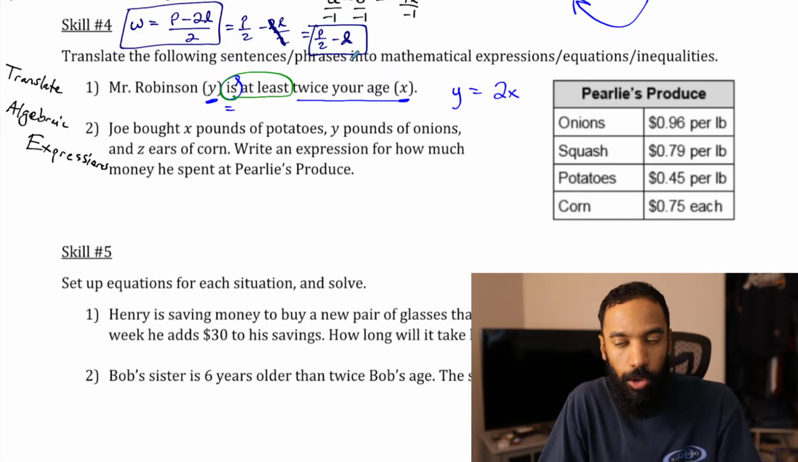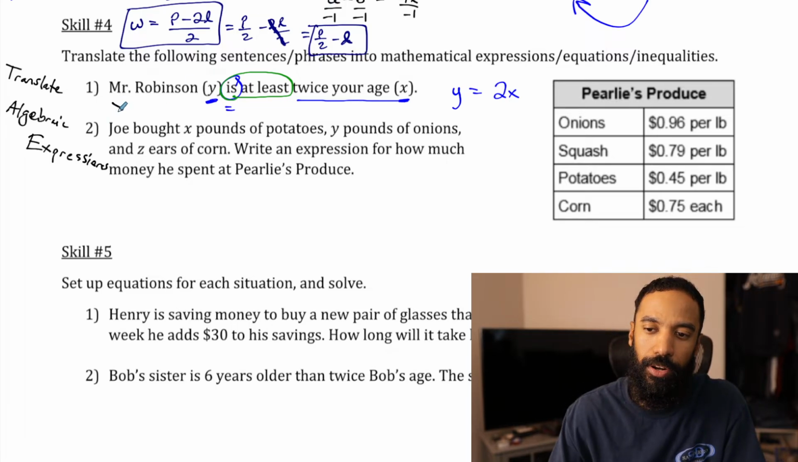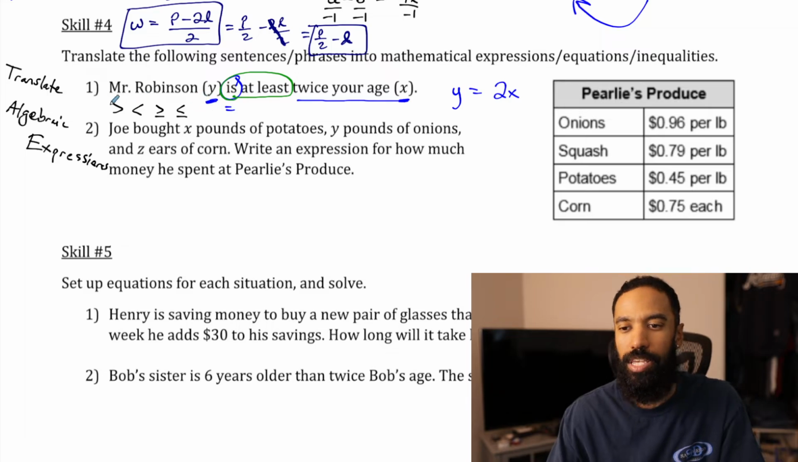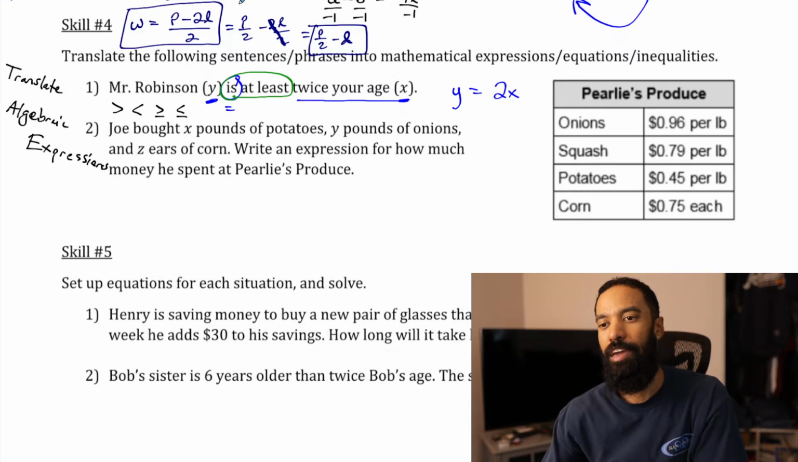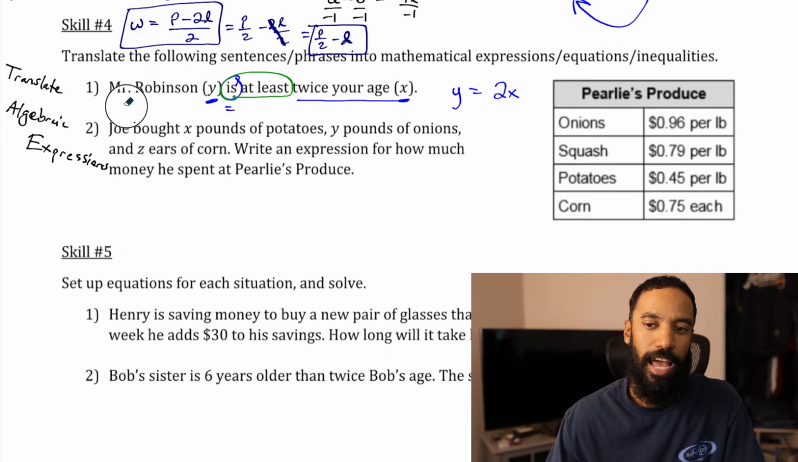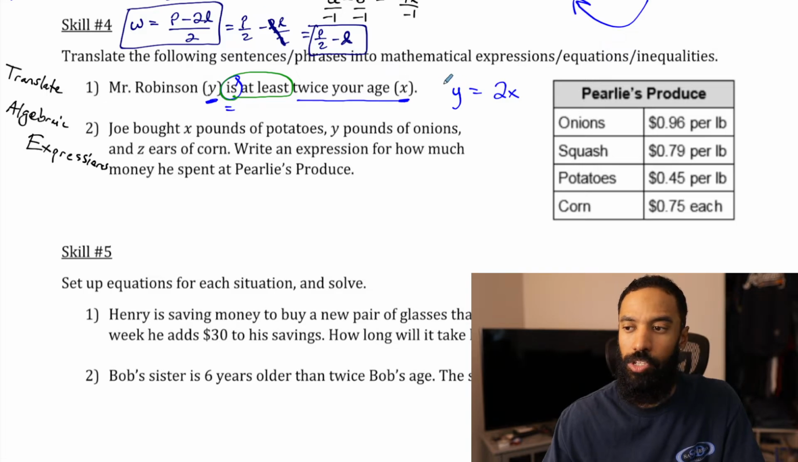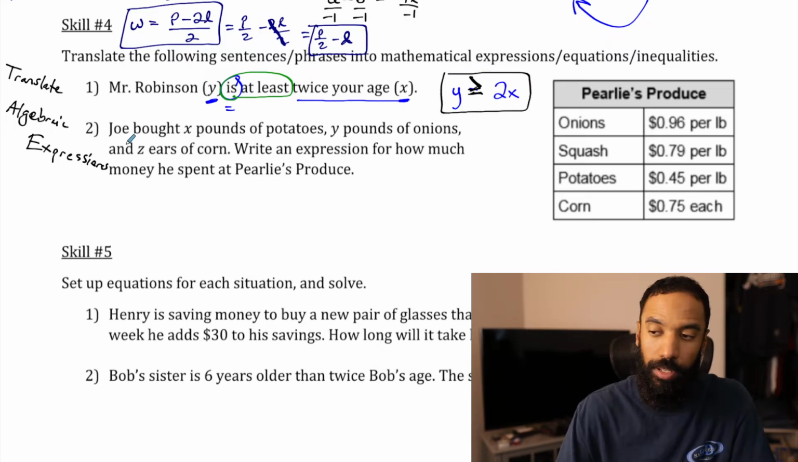So how do you write that? There's something called an inequality. There are inequalities that are like greater than, less than, greater than or equal to, less than or equal to. And when I say greater than, etc., I'm talking about the left being greater than the right, or the left being less than or equal to the right, things like that. If I'm at least twice your age, then I am your age or greater than. So that is greater than or equal to, like this. Y is greater than or equal to 2X. Mr. Robinson is at least twice your age. And that is the inequality that we would write from that one.